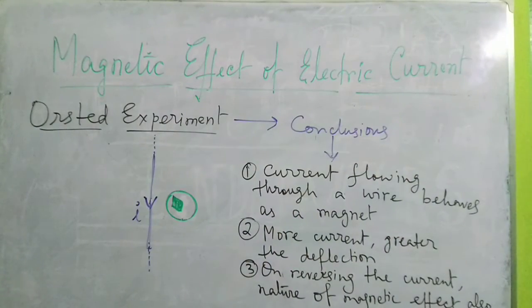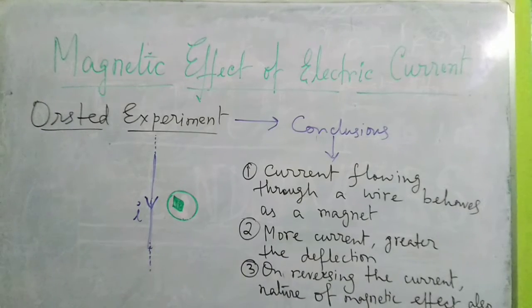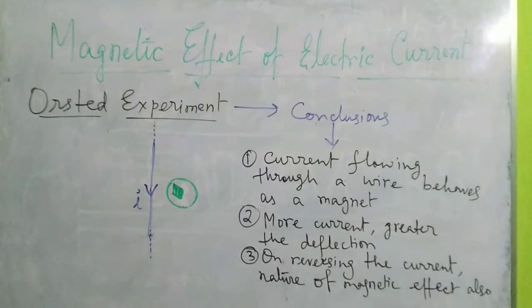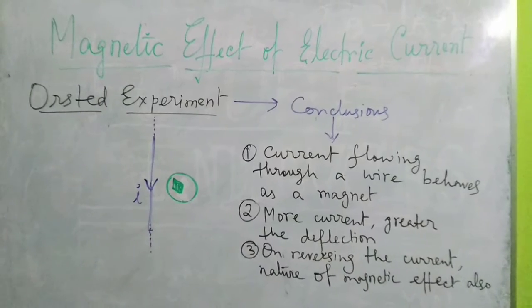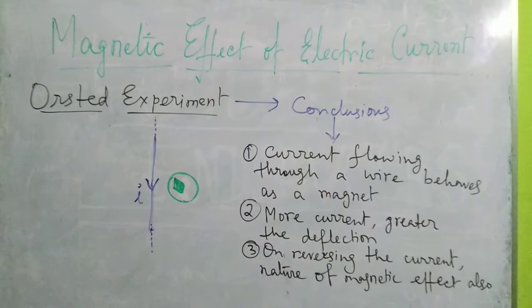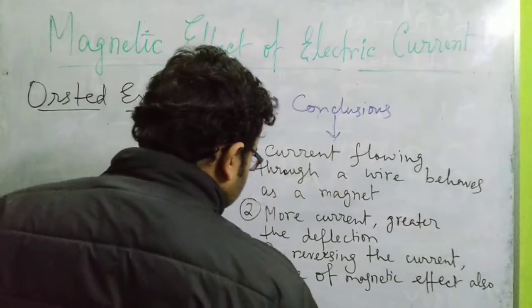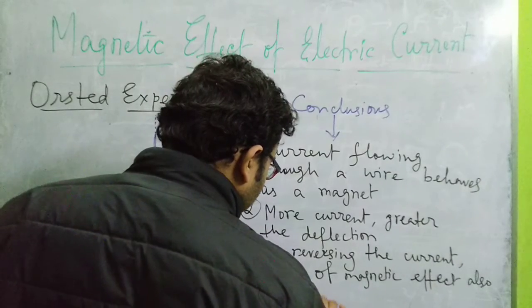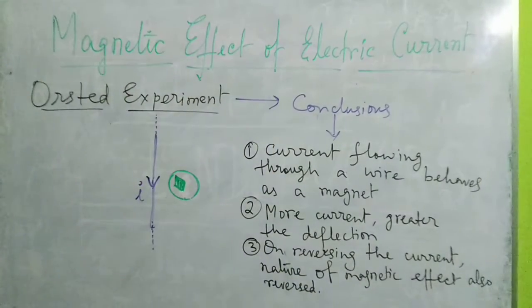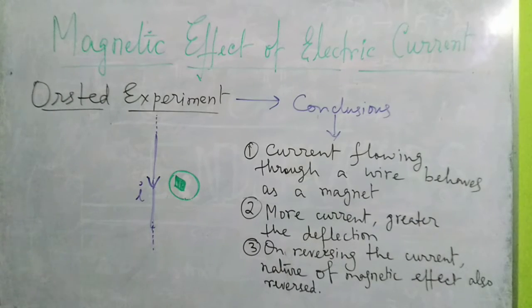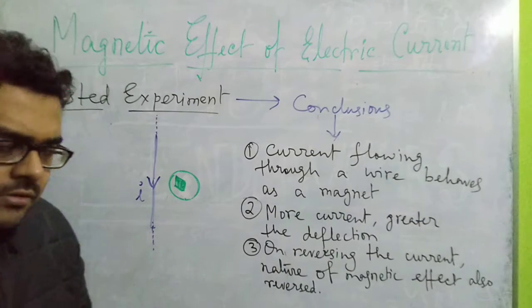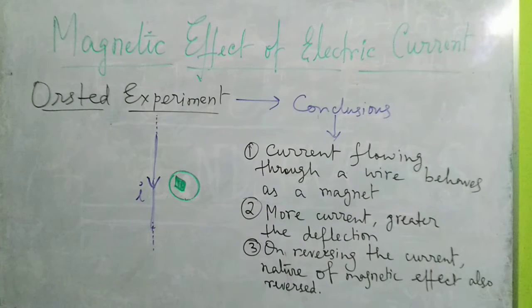Okay. So these are the three conclusions that can be drawn from this experiment. So from this very experiment, it was concluded definitely that the current flowing through a wire generates a magnet, isn't it?